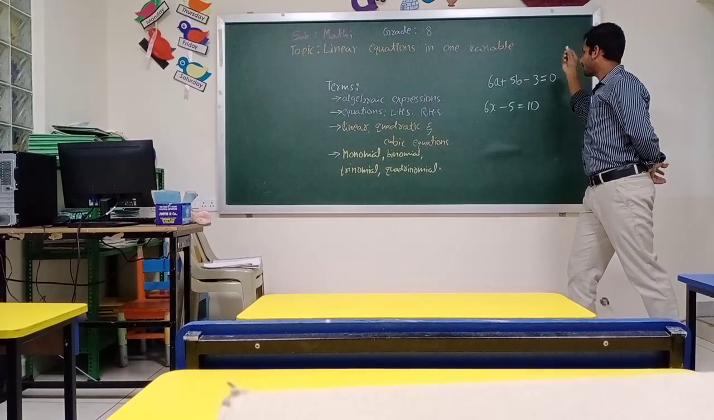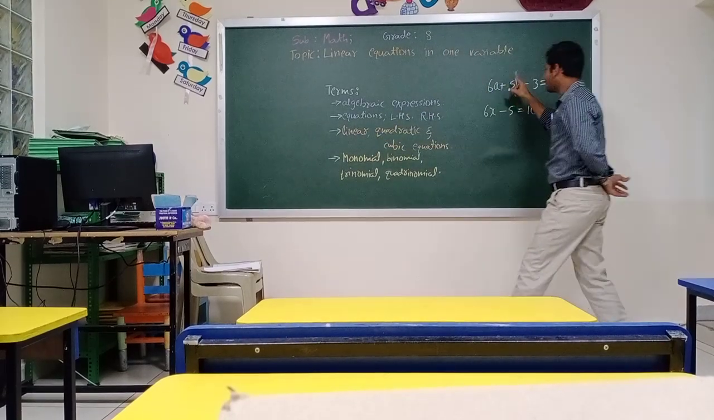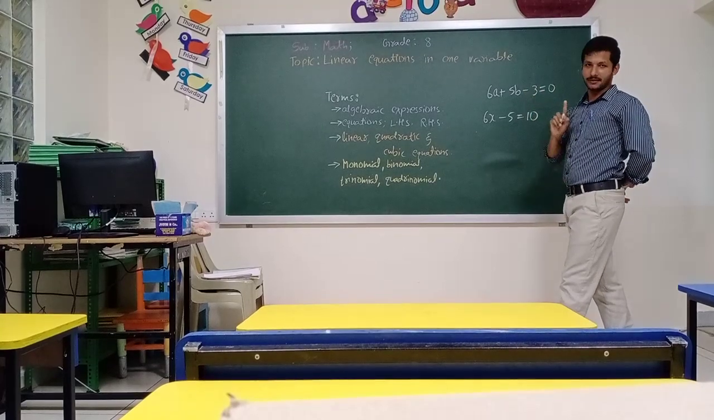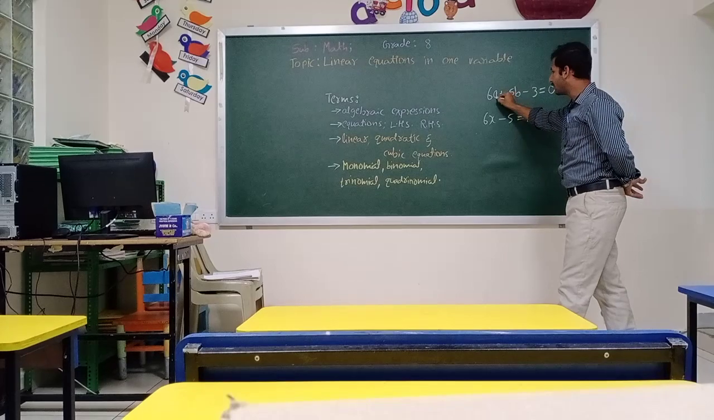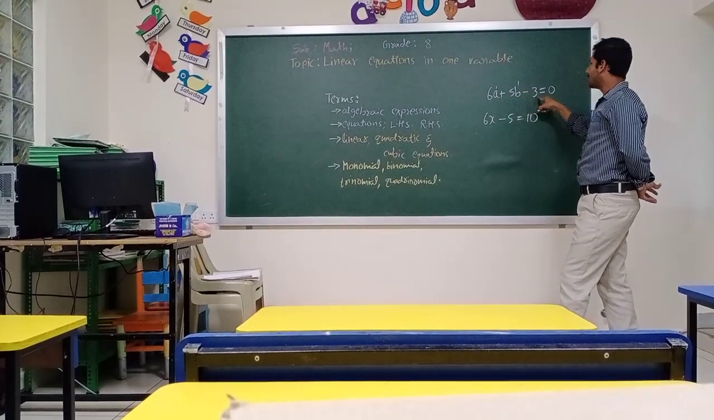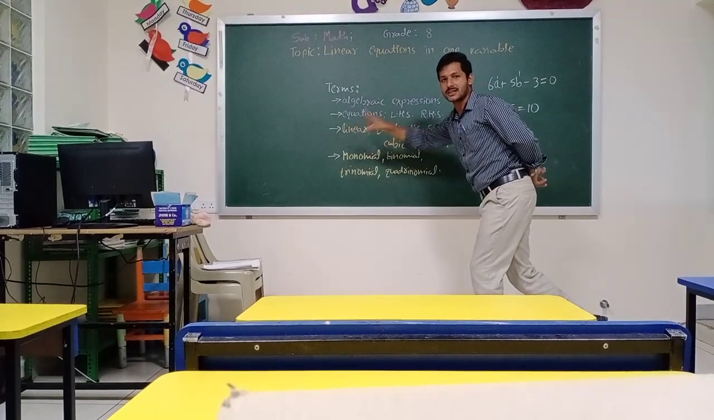Okay. Linear equation means what? It has maximum power of the variable as 1. Here this equation has 1 as the maximum power. Power of a is 1, power of b is also 1. So the maximum power in this case is 1. Therefore it is a linear equation.